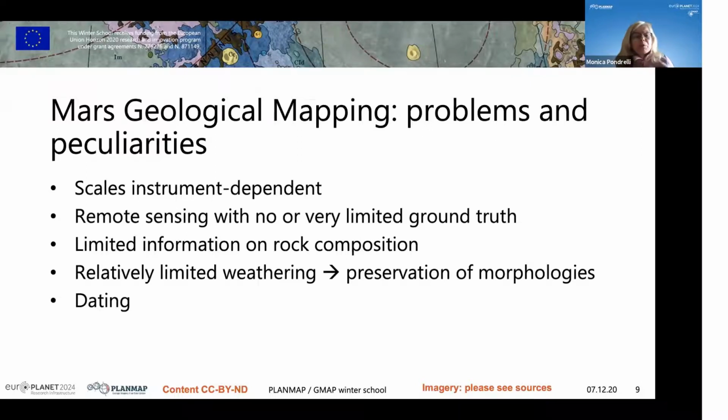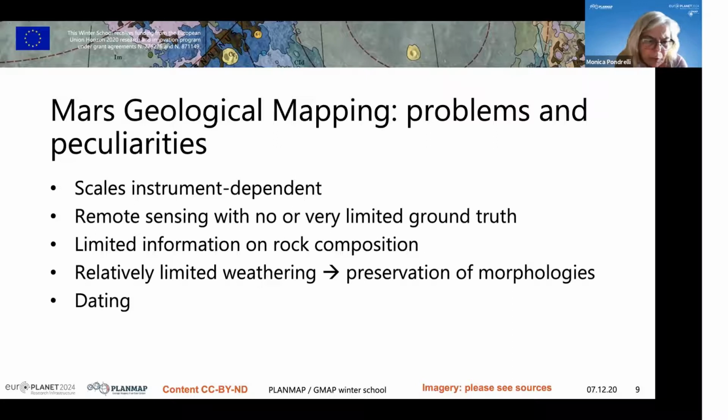We have some hyperspectral data that provide us with some mineralogical hints, I call them, which is different from knowing the lithology. And somebody could argue that we cannot really speak of geological maps if we don't have information on lithology, because geological maps on Earth are based on lithological composition. On the other hand, we have relatively limited weathering, and this allows a good preservation of the morphology. So this is different from Earth.